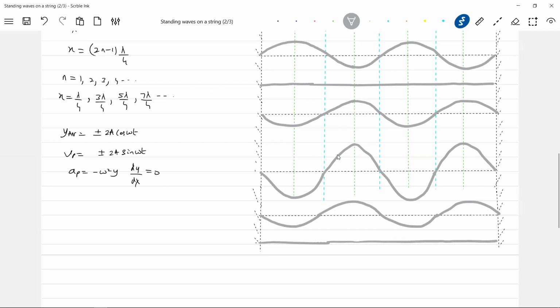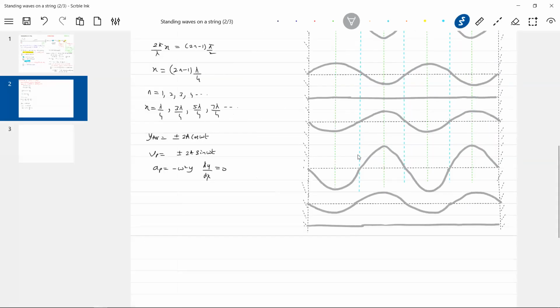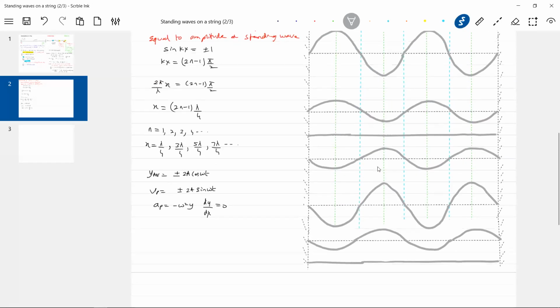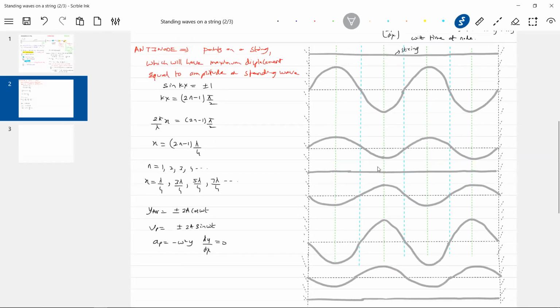Okay, I have the complete description. Complete set of the string. So I'll start from here. So this is the node, red color I'm putting. What is the node? It will never vibrate. And we have next the antinode. Not reflecting color, I'll choose some other thing.